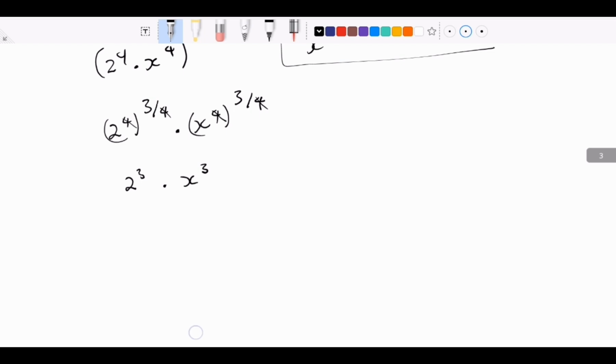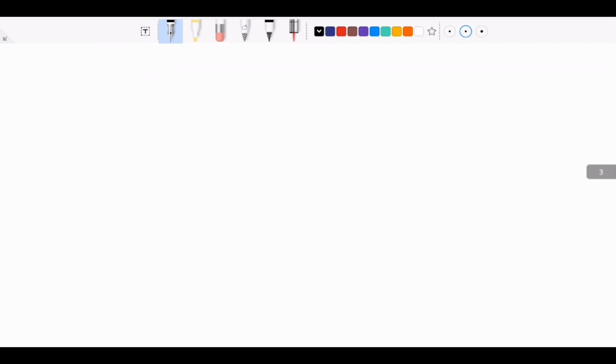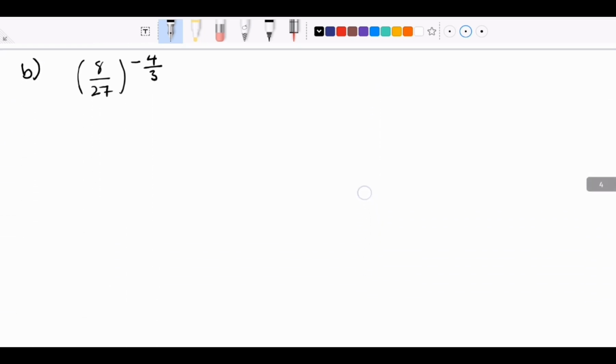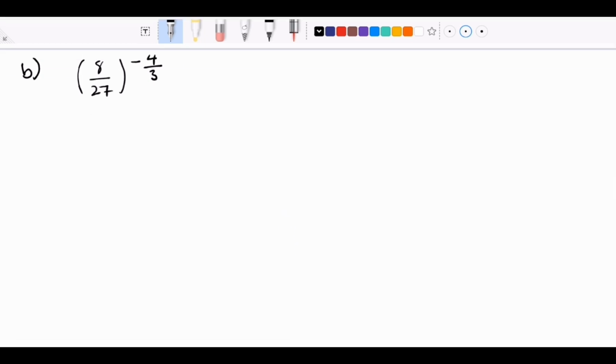And now I know that 2 to the power of 3 is equal to 8, and x to the power of 3 remains as x to the power of 3, so my final answer would be 8 times x to the power of 3. And we're done with this question, and we get whatever mark that we deserve, which is a full mark in this case.